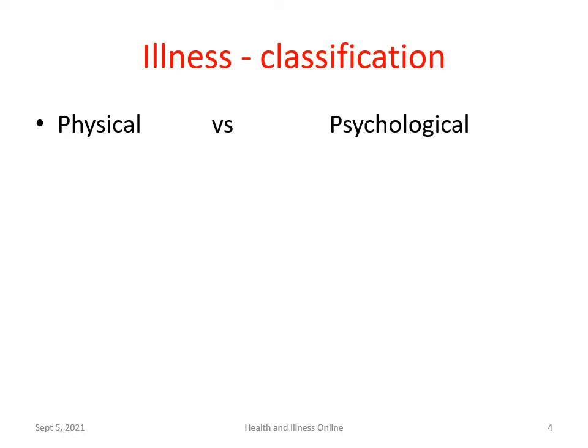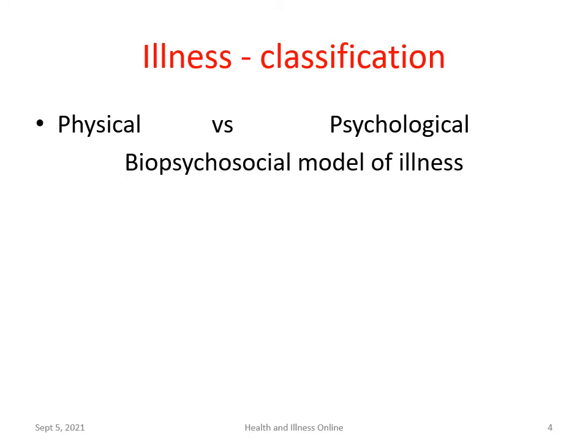How do you classify illness? The illness or disease can be classified in many different ways. For example, a physical illness or a psychological illness. And now we know in the last 15 to 20 years that many times psychological illness may actually cause part of the physical illness, the so-called biopsychosocial model of illness. And this is something which you would be studying through this course as well.